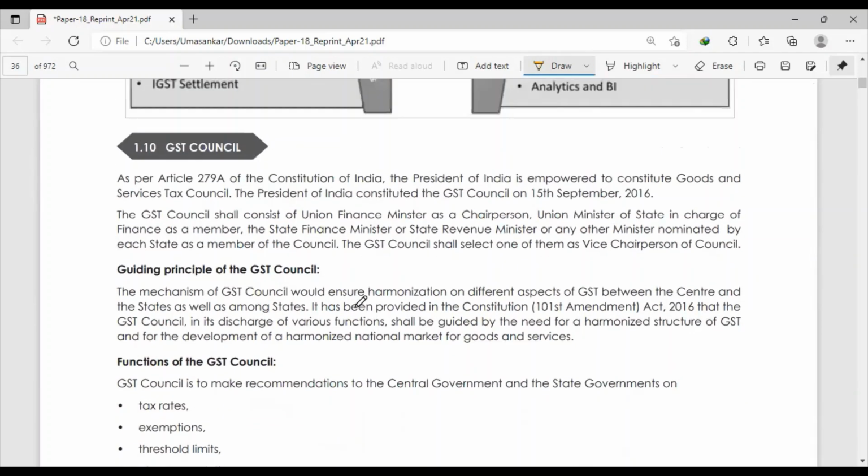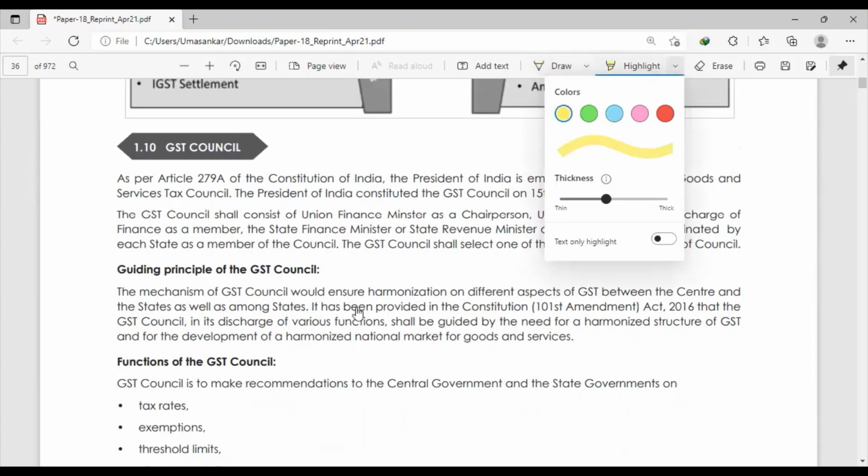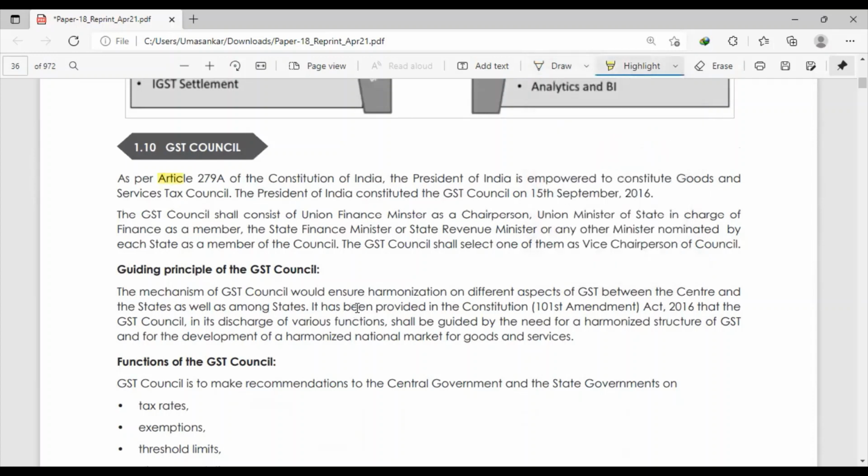Now, what is the GST Council? Before going to the GST Council, we need to understand Article 279A. As per Article 279A of the Constitution of India, the President of India is empowered to constitute the Goods and Services Tax Council. The President of India constituted the GST Council on 15th September 2016. Okay, the GST Council was constituted on 15th September 2016.